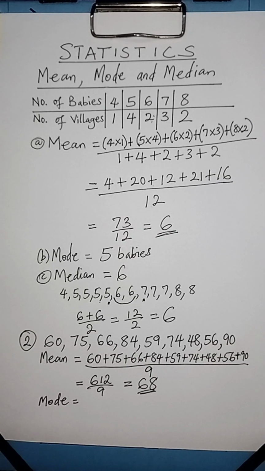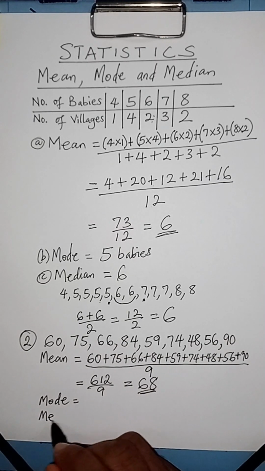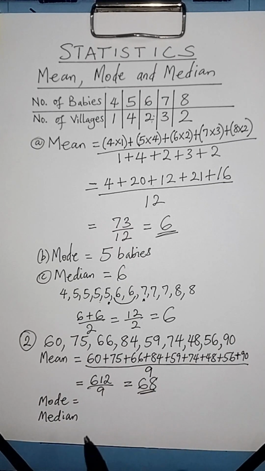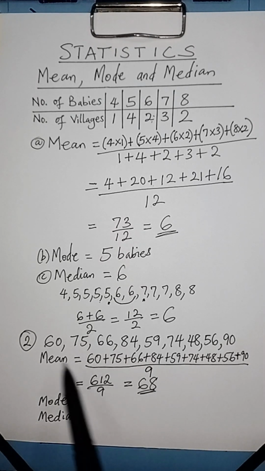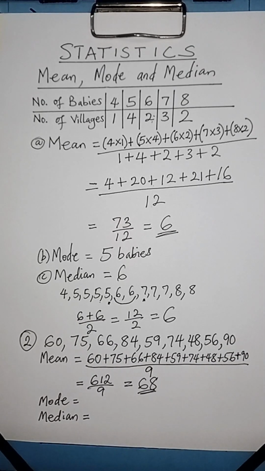So what we can get is the median. So let's solve for the median. Now to get the median, you have to pick the middle number. And because the frequency is an odd frequency, they are 9, you're going to have just one number as the median. But before you can get that, you need to arrange the numbers in ascending order or descending order.